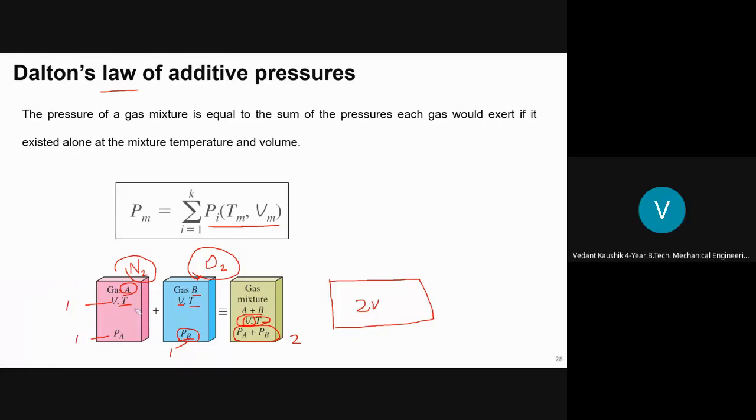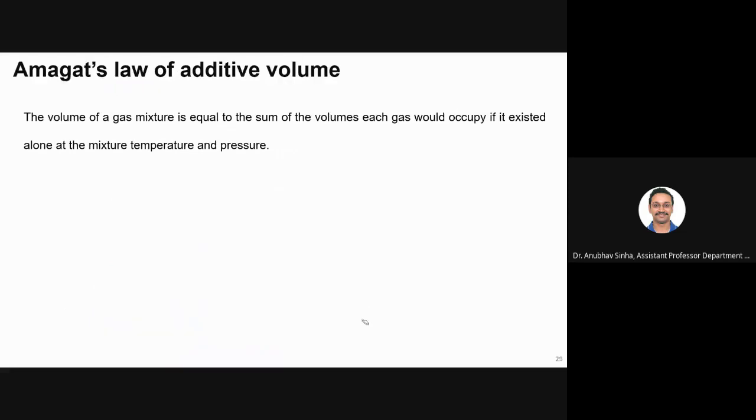Yes. Okay, so V and T remain constant. That is what our inherent condition is. Okay, let us talk about Amagat's law of additive volume.